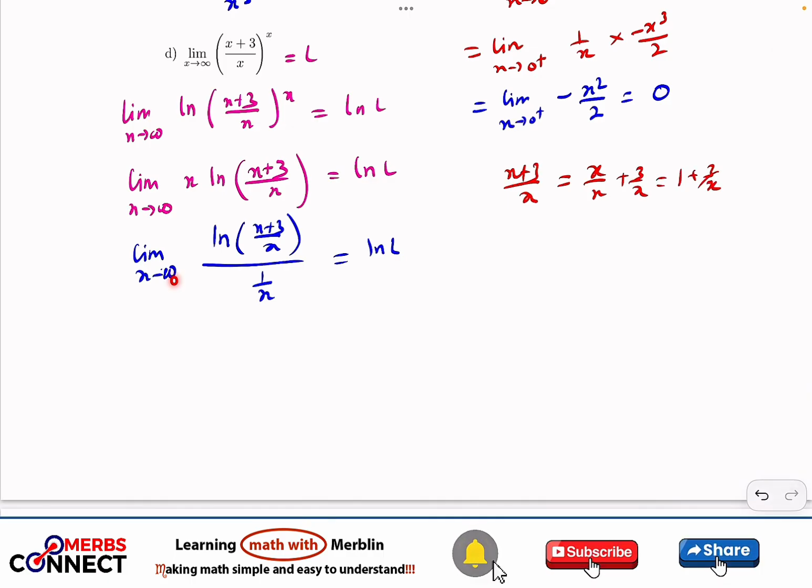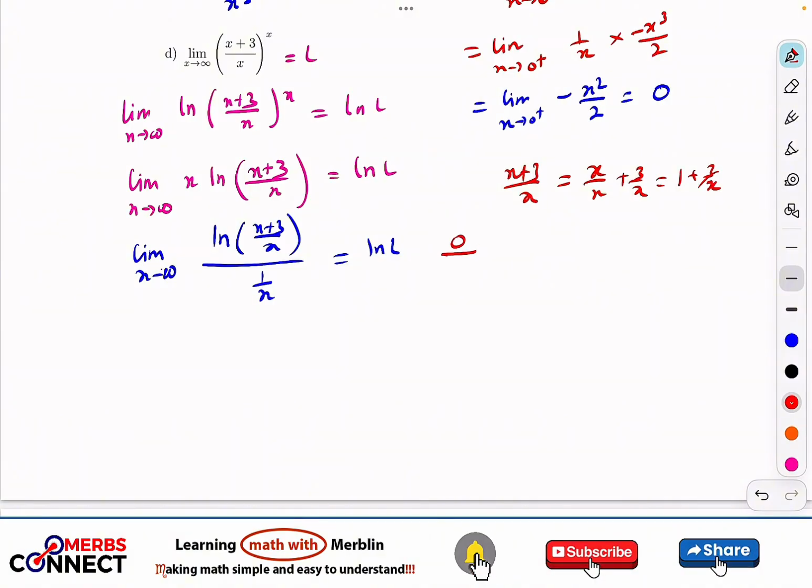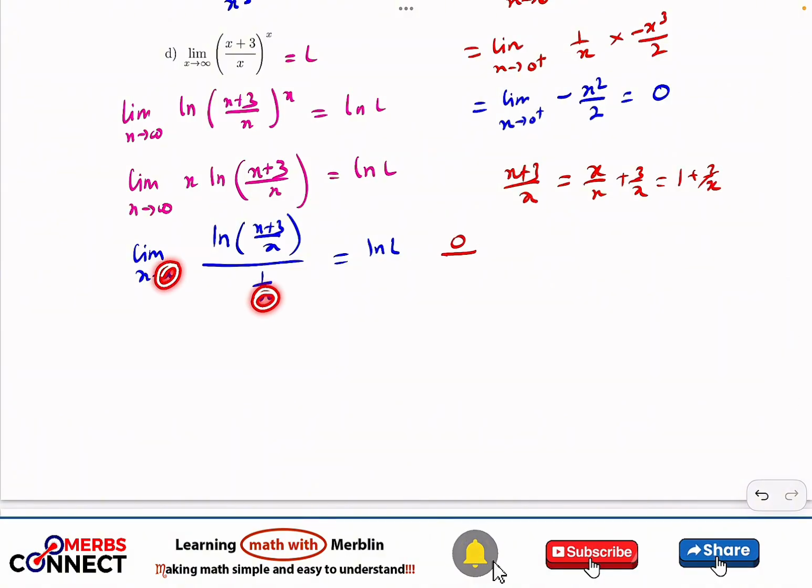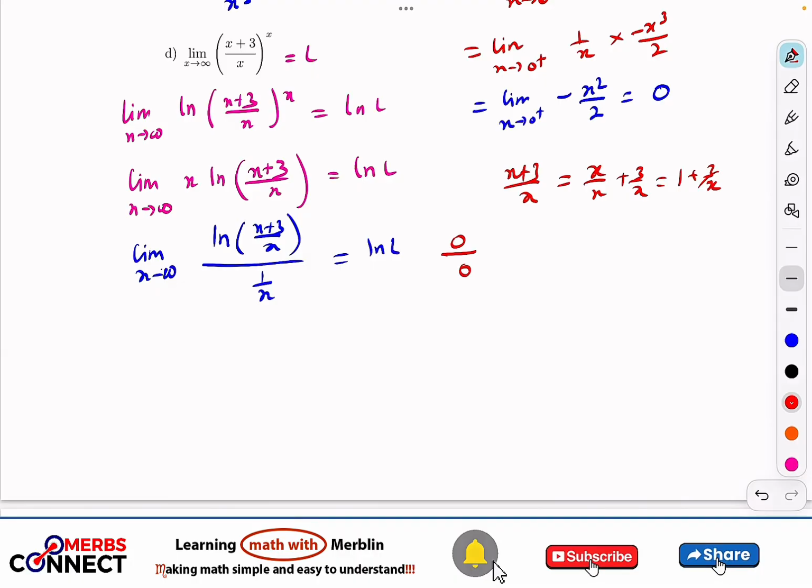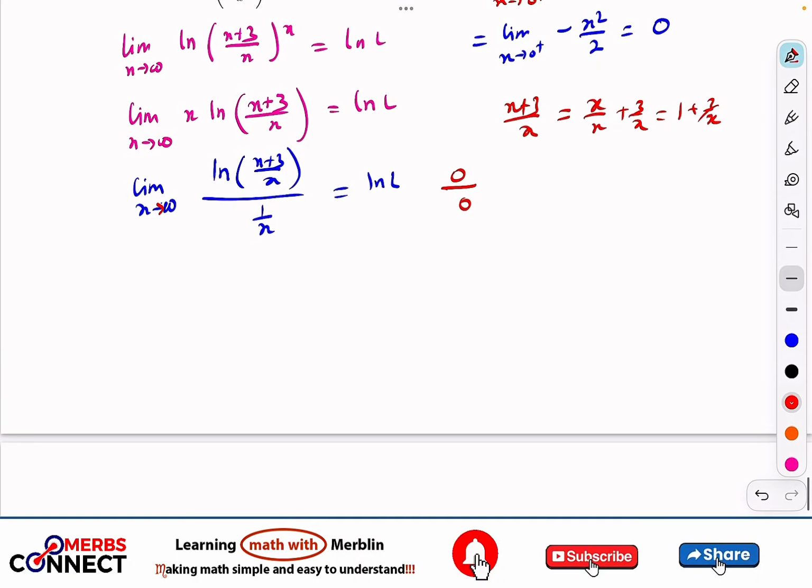So when I plug in infinity here, 3 over infinity is 0, so this will be 1. The natural log of 1 is 0. So the top will be 0, divided by, when I plug in infinity here, 1 over infinity is also 0. So indeed, we can apply L'Hopital's rule. So now let's apply L'Hopital's rule.